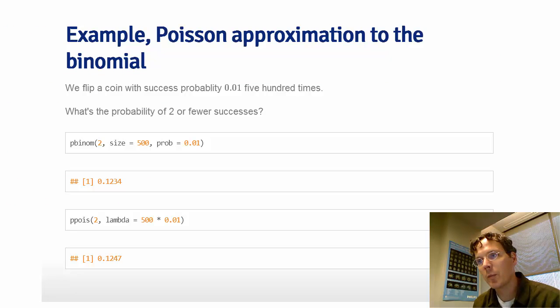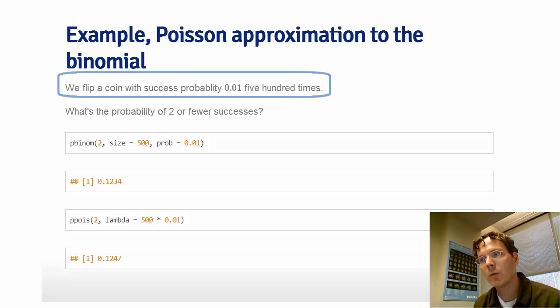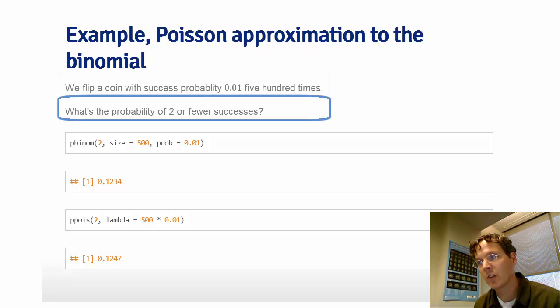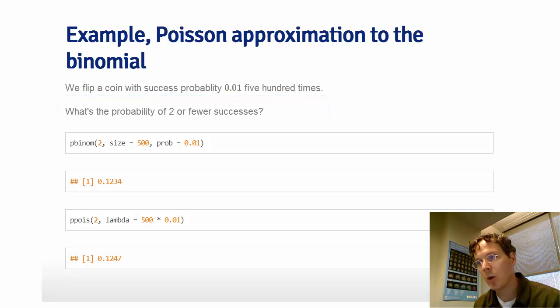As our final example in discussing the Poisson distribution, let's go through a Poisson approximation to the binomial. So imagine if we were to flip a coin with success probability 0.01, 500 times. What's the probability of 2 or fewer successes? This is simply to illustrate a setting that's a binomial probability with a large n, 500, and a small p, 0.01. And it's still in the realm where the binomial calculations are possible.